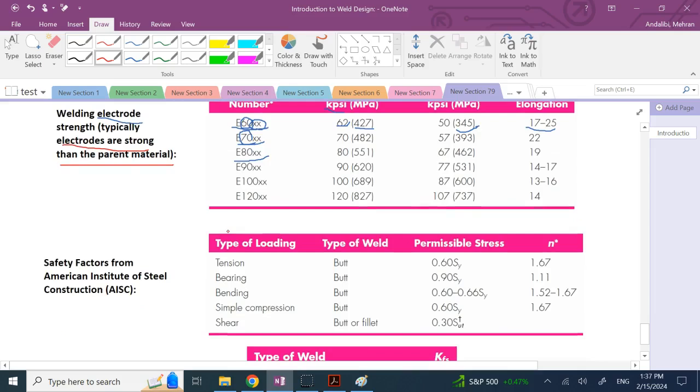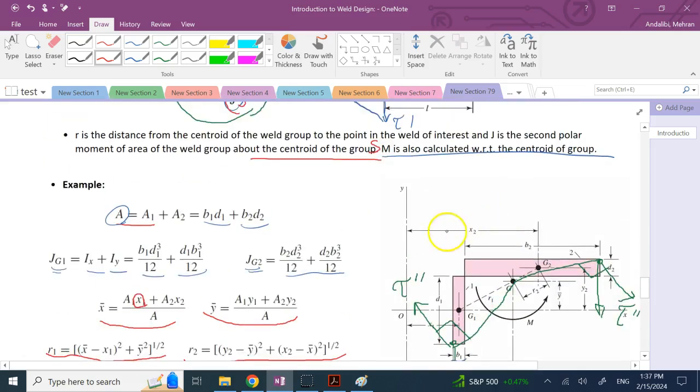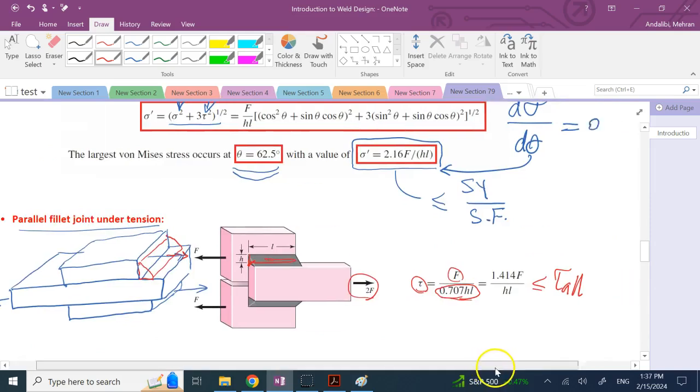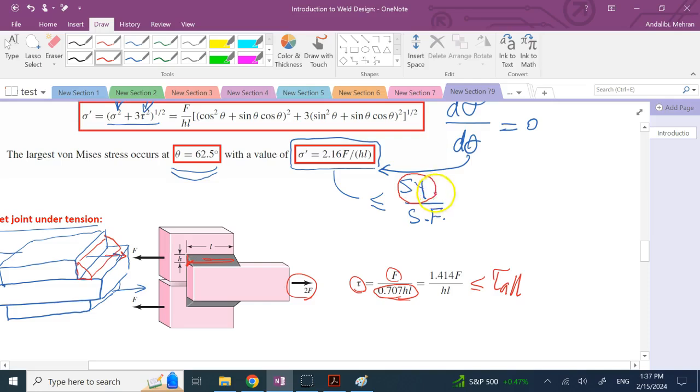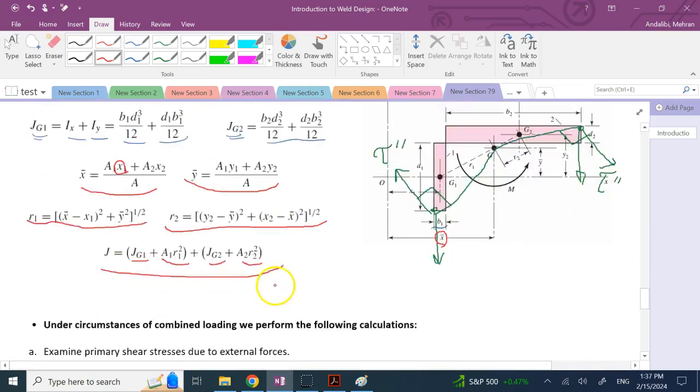Now, what kind of safety factors do you have to use? Because remember, we said that these numbers have to be less than what? They have to be less than some yield strength divided by a safety factor. So the yield strength, let's say for welding, we got it from these electrode properties.